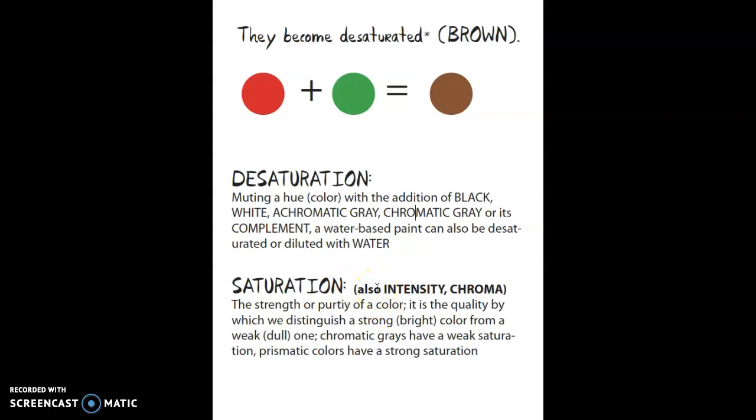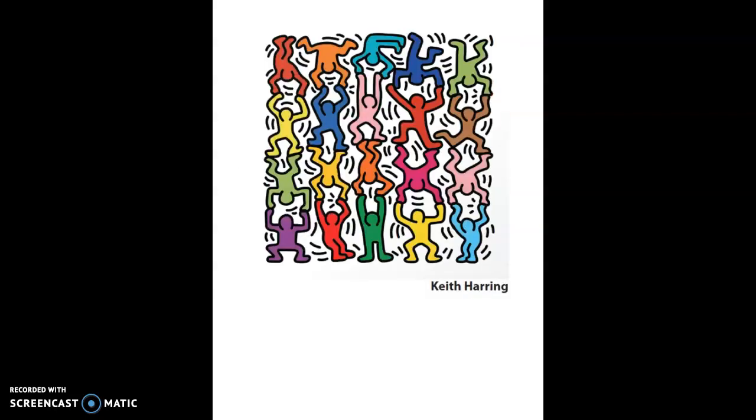Chroma and chromatic are synonyms, meaning how bright is the color? How pure of a color is it? Let's look at some artwork that uses some really bright saturated colors. Keith Haring is known for his really fun, vibrant art, and yet in all of this brightness, we also see some desaturated colors like brown, as well as pink, which would be red plus white, giving you that desaturated pink.